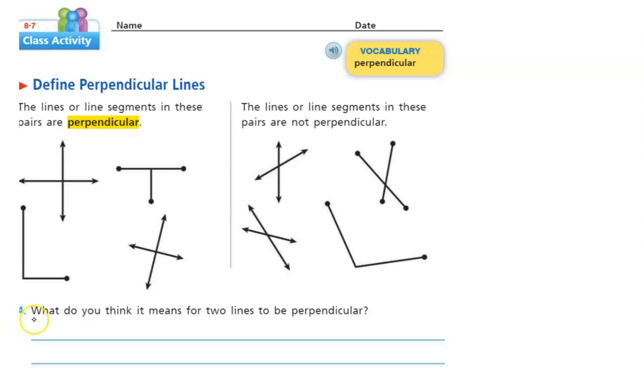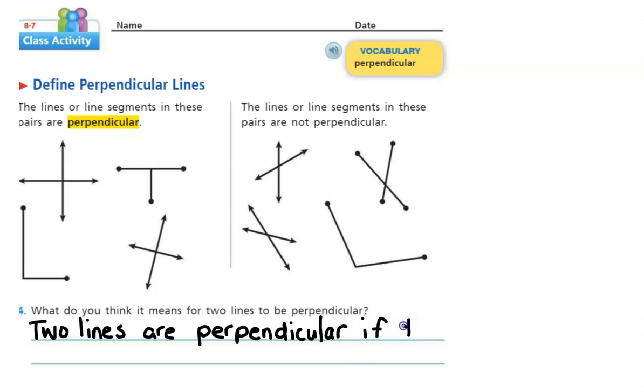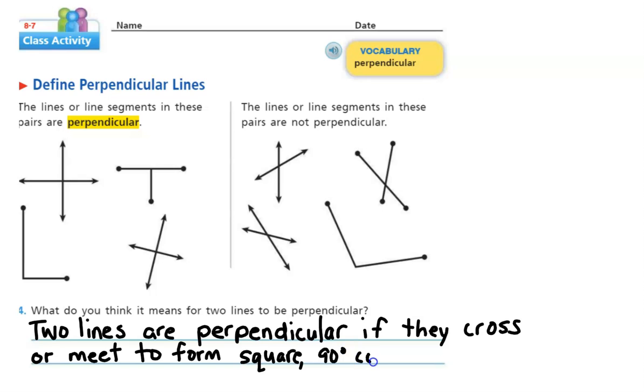for perpendicular. So this says two lines are perpendicular. Okay, perpendicular is spelled P-E-R-P-E-N-D-I-C-U-L-A-R. If they cross or meet, so this would be an example where they cross, and this would be an example of where they meet, to form square 90-degree corners, period. These corners, the corners are right angles.